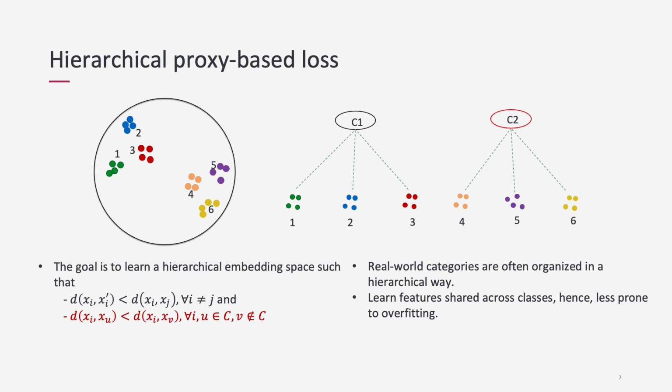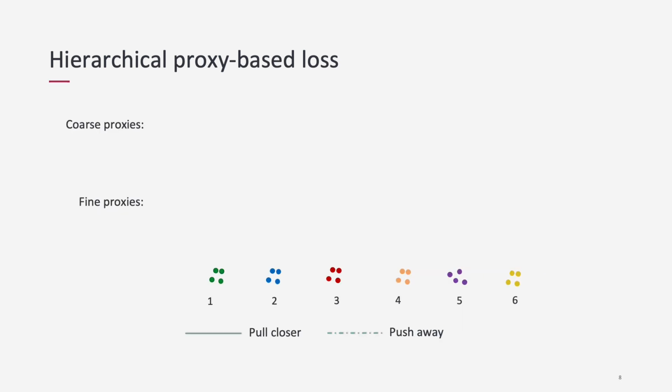In order to preserve the data hierarchy in our embedding space, we not only want good between-class separation, but also a large margin between supercategories. There are two major benefits of learning such a hierarchical space. First, it suits real-world data, which are often organized in a hierarchical way. Second, we can preserve useful features shared across classes through the supercategories. Here is how we approach it.